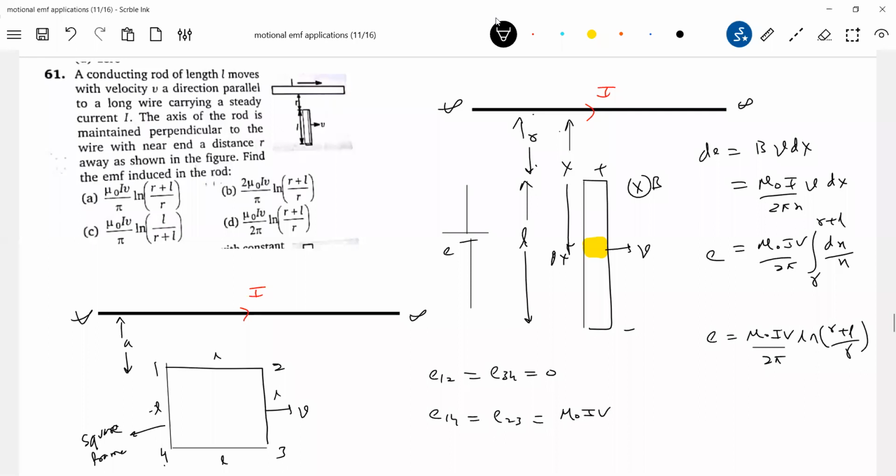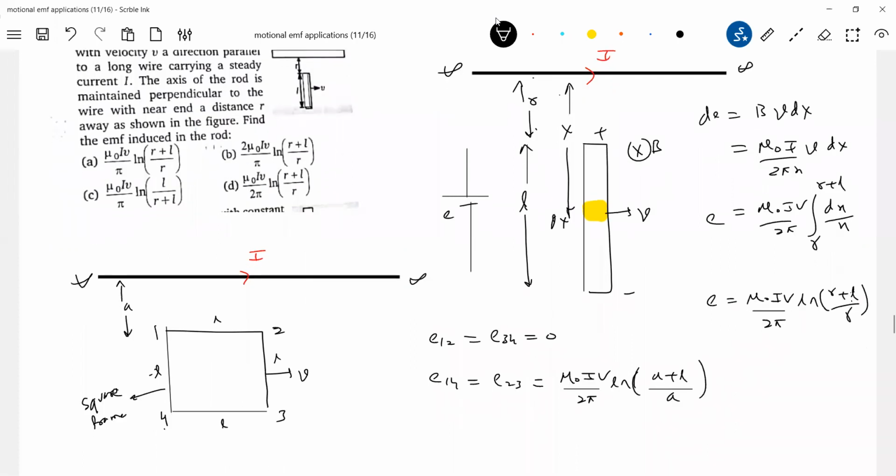Mu naught I V by 2 pi log of (a plus L) by a. Same formula, please try to apply. R plus L by R, no? So what is this everything? This will be equivalent to a cell like this.